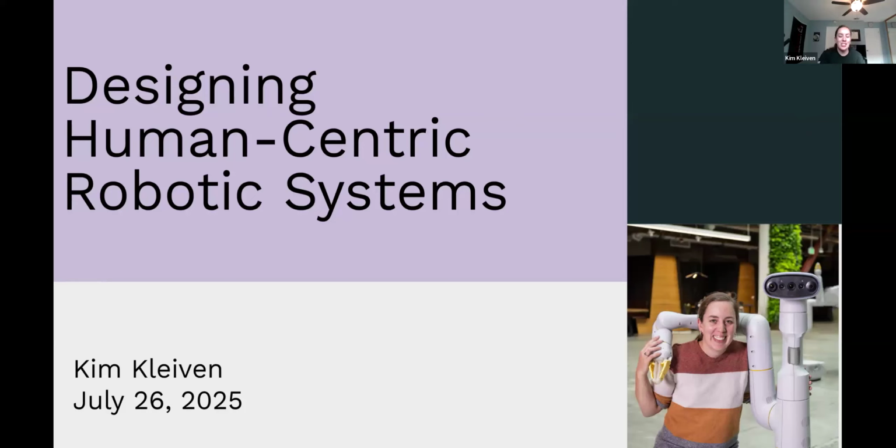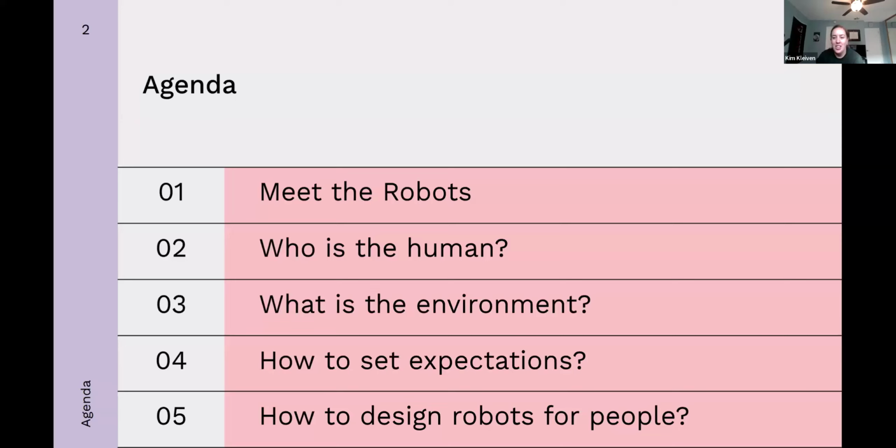So hi, everybody. My name is Kim Clavin, and today we're going to be talking about designing human-centric robotic systems. First, I'm going to introduce you to some robots that I've worked on throughout my career, and I'll be using these as examples throughout the presentation. Then we're going to go through some questions that you should ask yourself whenever you go about designing a robotic system and how you can make it human-centric.